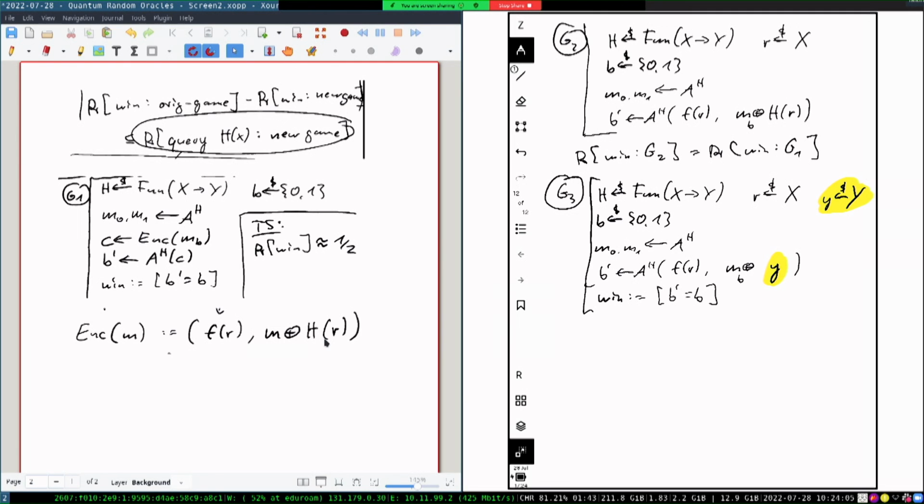Because if you look at game 3, we have MB being XORed with a random value, which is not used anywhere else. So this is a one-time pad and hides completely MB. And B is not used anywhere else, so we get that the probability of winning in game 3 is exactly 1/2. So if we can show that in game 2 and game 3 the winning probabilities are very close, then we know that the winning probability in game 1 is also very close to 1/2, which is what we wanted to show for security.